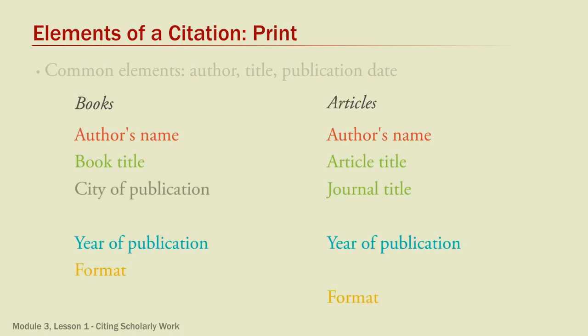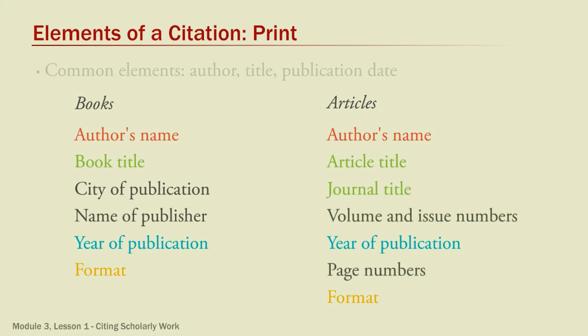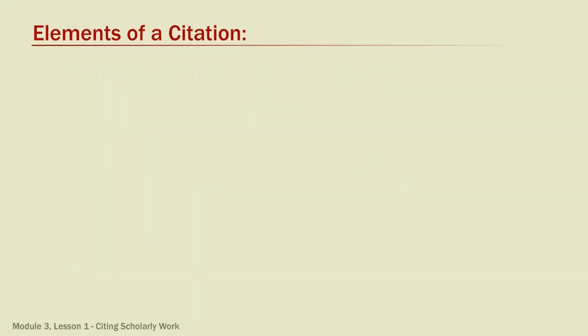Books also need the place of publication and the name of the publisher. If more than one place is listed, use the first one in your citation. Articles need volume, issue, and page numbers. If you use a library database to download a book or article originally published in print, you must include the name of the database you used, the medium, the web rather than print, and the date you accessed the material.